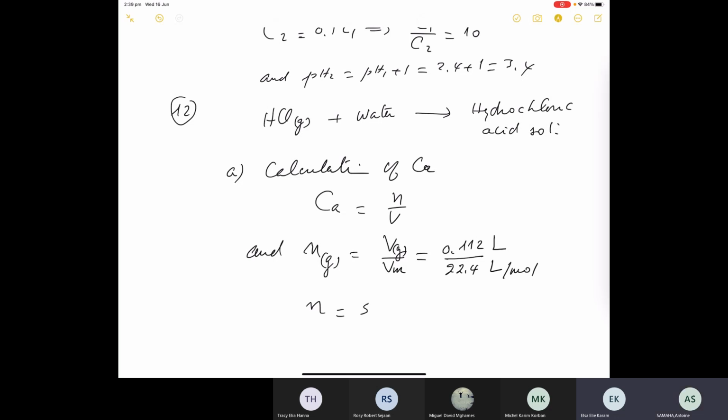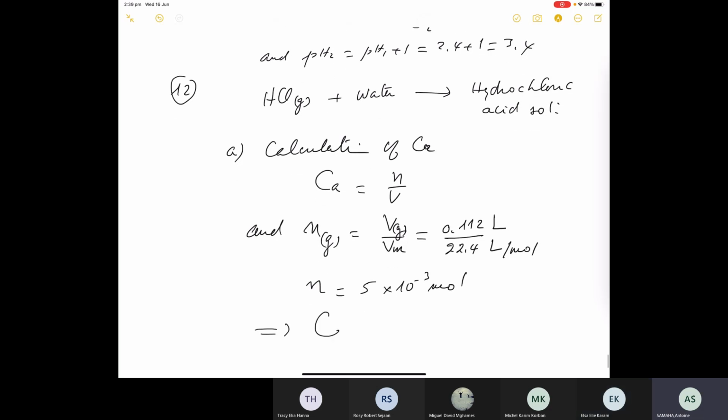It's 5 times 10 negative 3 mole. This implies Ca is equal to 5 times 10 negative 3 divided by V. What unit do we use here? We prepare 200, so here we use the total volume, which is 200 milliliters. This is the liquid, 200 milliliters. We only dissolve 0.112 liters of the gas.